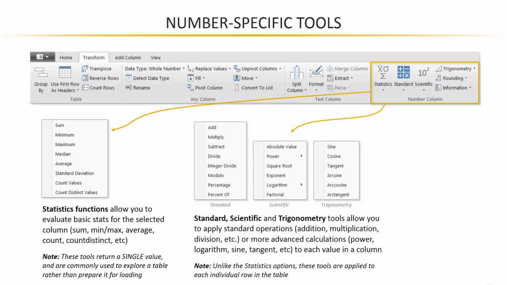Now, the next set of tools within this group, the standard, scientific, and trigonometry tools, these actually allow you to apply row-level operations. So you can apply some standard operations like addition, multiplication, division, or some more advanced calculations like log, sine, tangent, etc. And these are actually applied to each value in a column. So unlike the statistics options, these tools are applied to each individual row in the table.